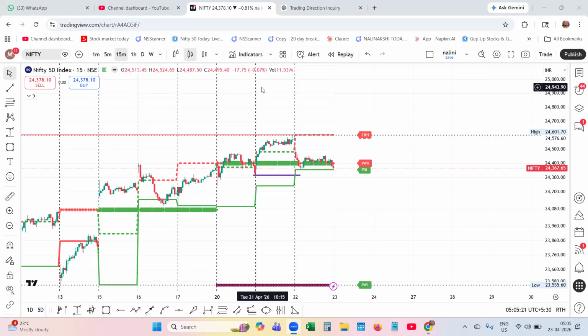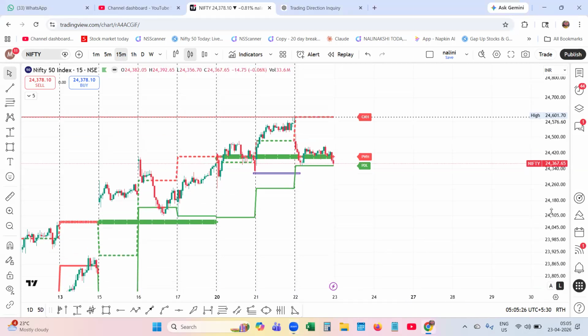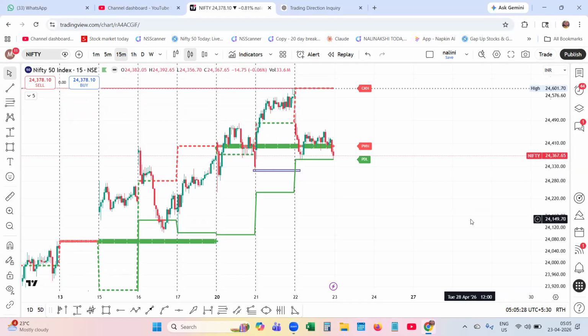I have enabled my Nalini EMA indicator, which gives me the structure. What is the structure of the market? Whether it has lost its balance or whether it is trading. On a weekly basis, the market has made higher high. You can see this high, high, high. After making this high, the market has to prove this.